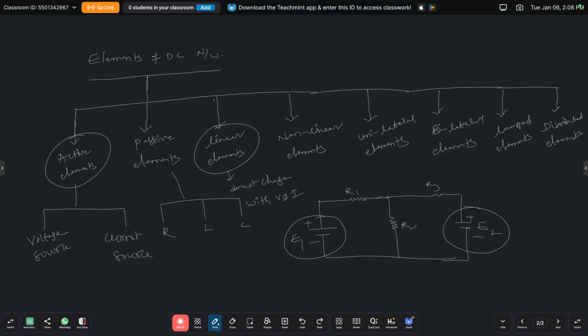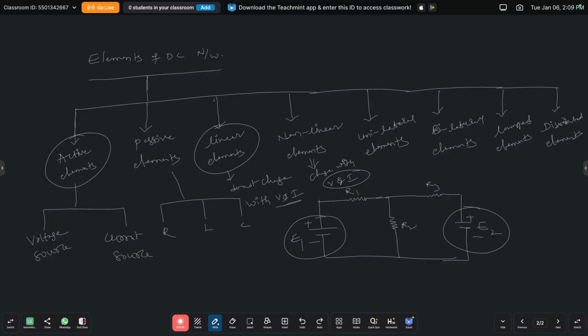And coming to non-linear elements, a non-linear circuit is one whose parameters change with voltage and current. So these are known as non-linear elements. And coming to unilateral elements, the name itself describes it. So what is meant by unilateral elements?